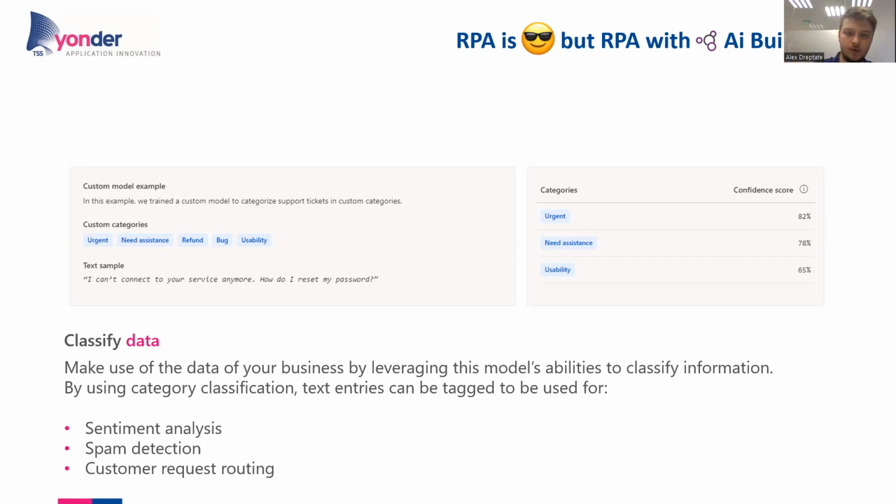For example, you can use this to detect spam. You can use this to route different processes, different tasks through your departments. You can use this to perform sentiment analysis and figure out how happy or not your clients are with a certain service, and some other examples in this area.